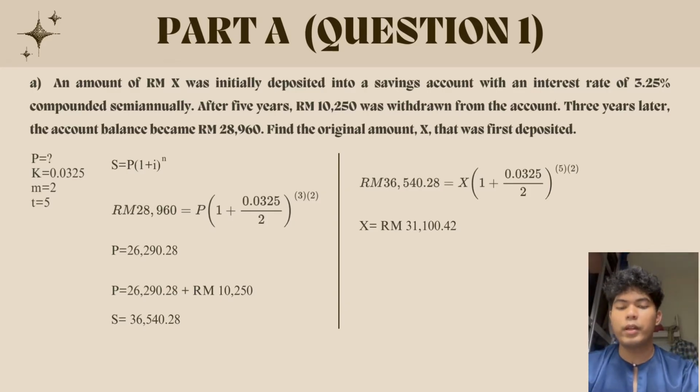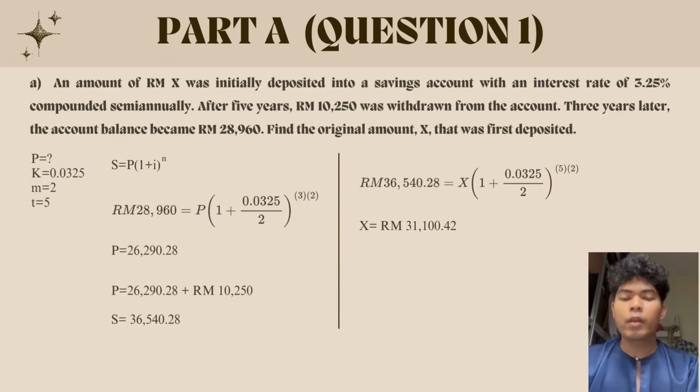First, we need to find the second P, which is the amount that we're going to use for the second part. But in this question, after 5 years, he already withdrew RM10,250, that we're going to add later. In this question, they already have the K, which is 0.0325, the M is 2, the T is 5. Here we need to use the formula S equals P(1 + i) to the power of n.